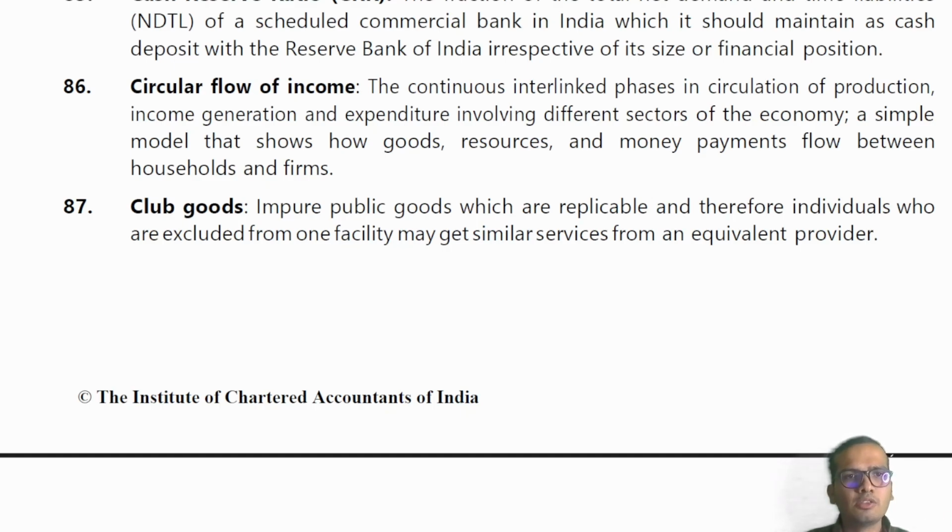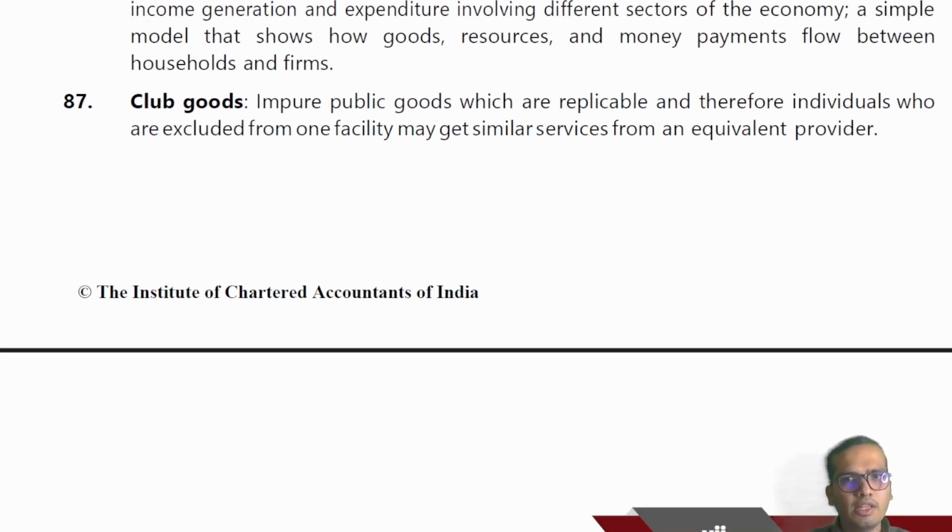Then comes circular flow of income. So the continuous interlinking of phases in production, income generation and expenditure involving all the different sectors of economy, a simple model that shows how goods, resources and money payments flow between households as well as the firms. A circular diagram, you can check it on the internet. Then comes number 87, club goods. So impure public goods which are replicable and therefore individuals who are excluded from one facility may get similar service from an equivalent provider.